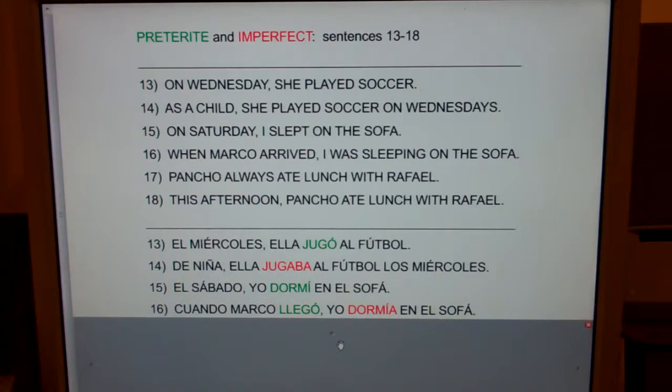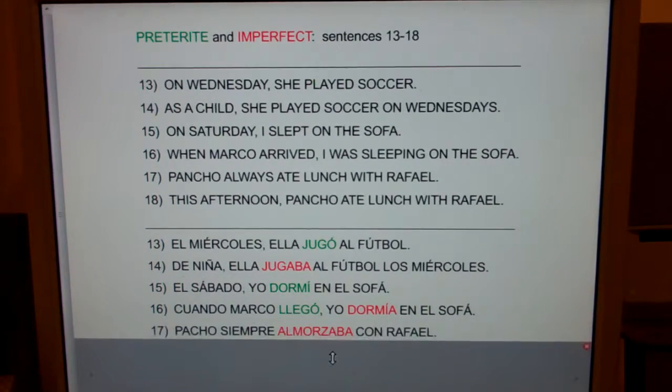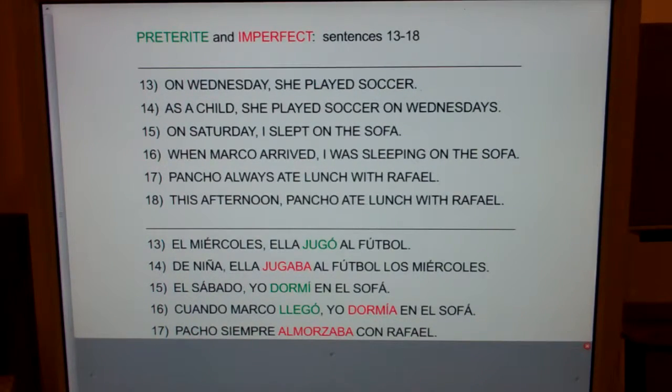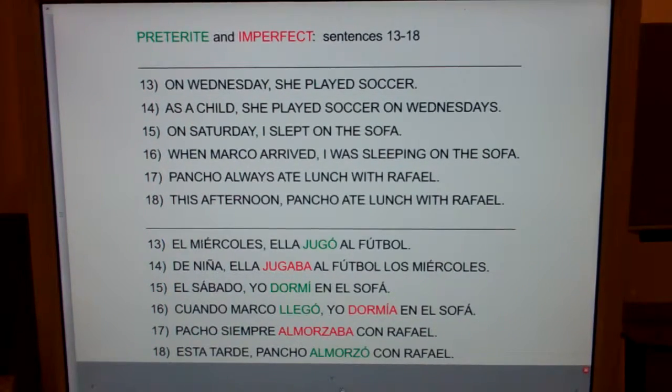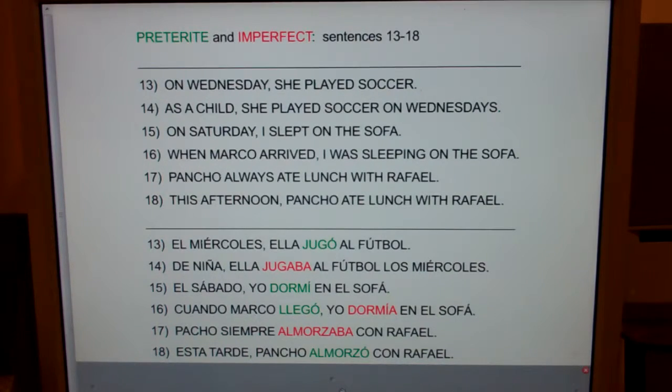Number 17. Pancho always ate lunch with Rafael. Pancho siempre almorzaba con Rafael. And finally, number 18. This afternoon, Pancho ate lunch with Rafael. Esta tarde, Pancho almorzó con Rafael.